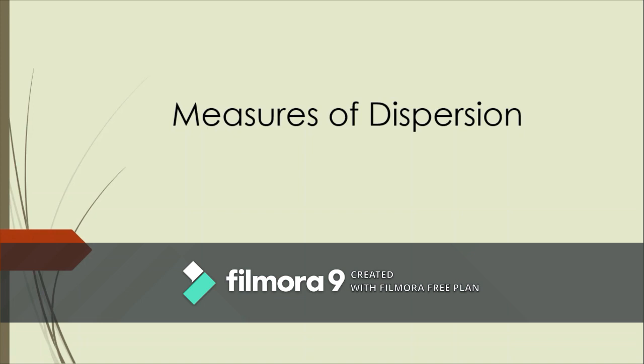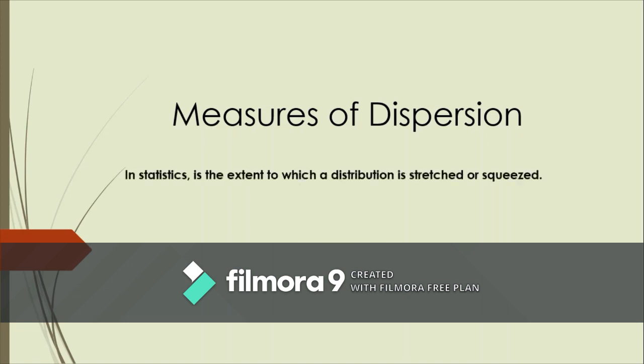So, ano daw po si measures of dispersion? In statistics, it is the extent to which a distribution is stretched or squeezed. In simple terms po, it shows how squeezed or scattered the variable is. It's also called the variability.